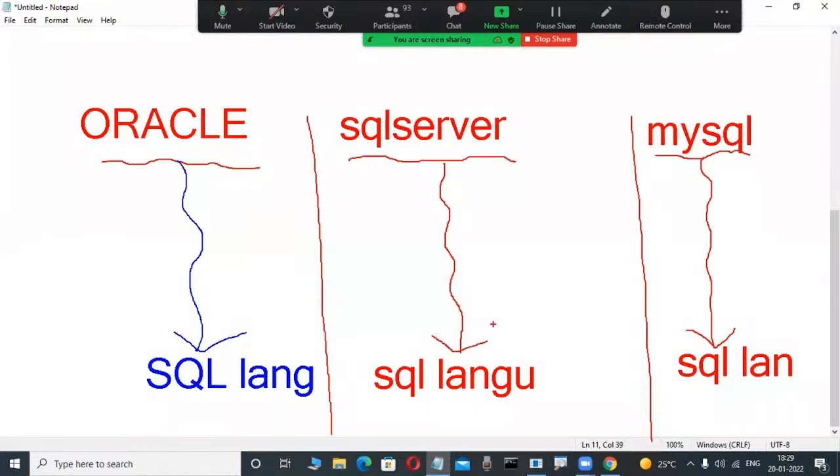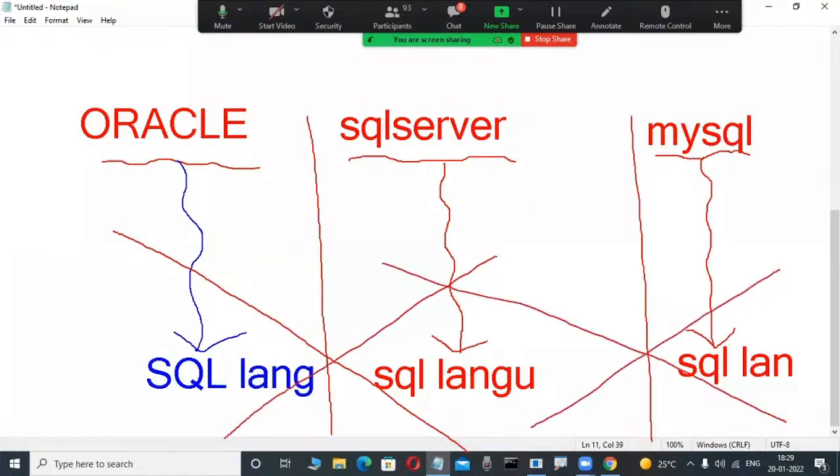Easy. Maybe some technical persons are there in our class. Are these SQL languages the same or different? Very good. In our class, so many fellows are telling they are the same. That is 100% wrong. These SQL languages are different, not the same.